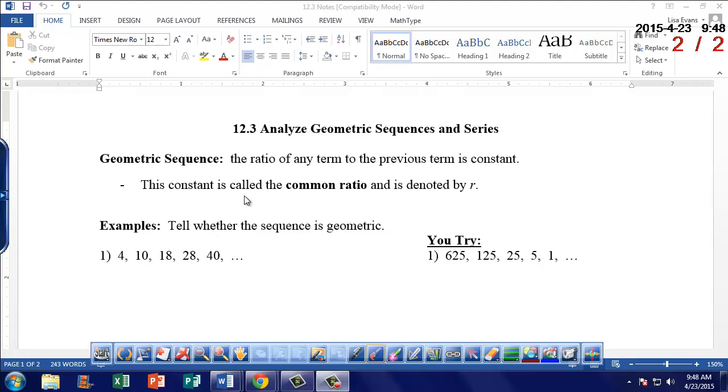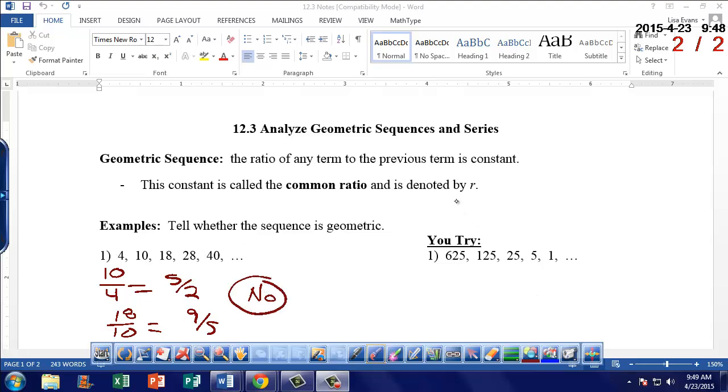So, for example, let's go ahead and try this. 10 divided by 4, if I reduce that, I get 5/2. Now let's do 18 divided by 10. If I reduce that, I get 9/5. Because these ratios are not equal, it is not a geometric sequence.